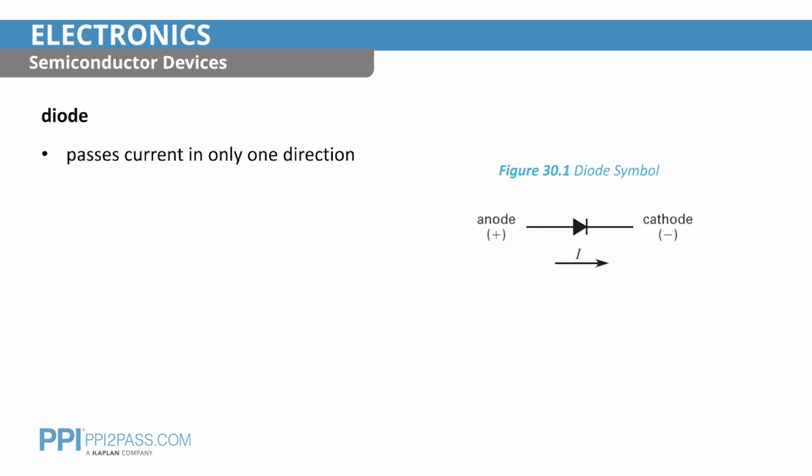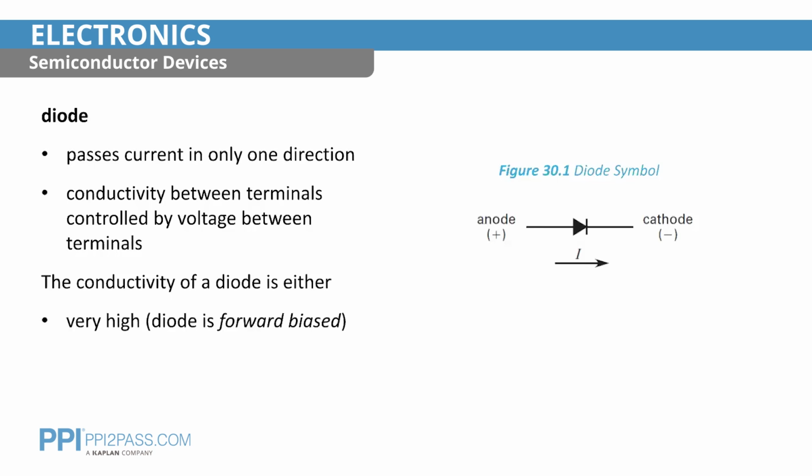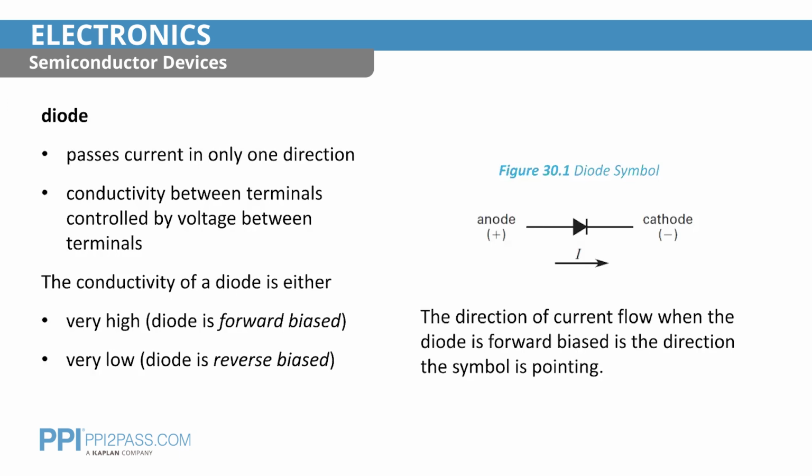So conductivity between terminals is controlled by the voltage between terminals. The conductivity of a diode is either very high, when the diode is forward biased, or very low, when the diode is reverse biased. The direction of current flow when the diode is forward biased is the direction the symbol is pointing in. If you look, the symbol of a diode has this little arrow, so it's pointing in that direction. That's the direction the current is flowing when it's forward biased.